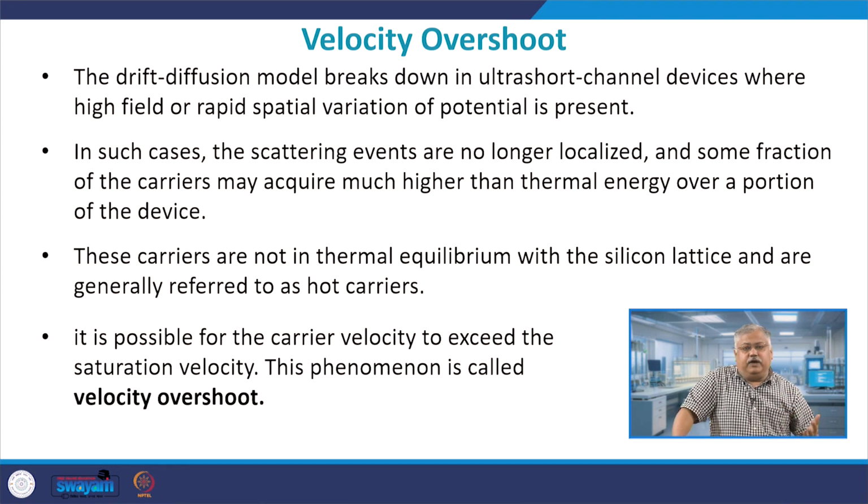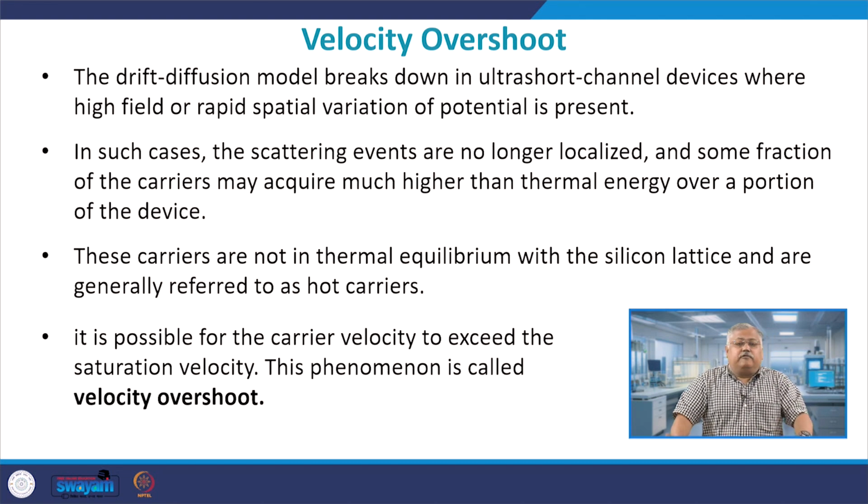where there is a very high field or a rapid variation of the potential within the channel, which means that the rate of change of potential with respect to space becomes so large that my drift diffusion model tends to fail. In this case we can say that the scattering event is no longer localized at a particular domain, but is spread across the whole channel, and the carriers can acquire much larger velocity than the thermal energy over a portion of the device.